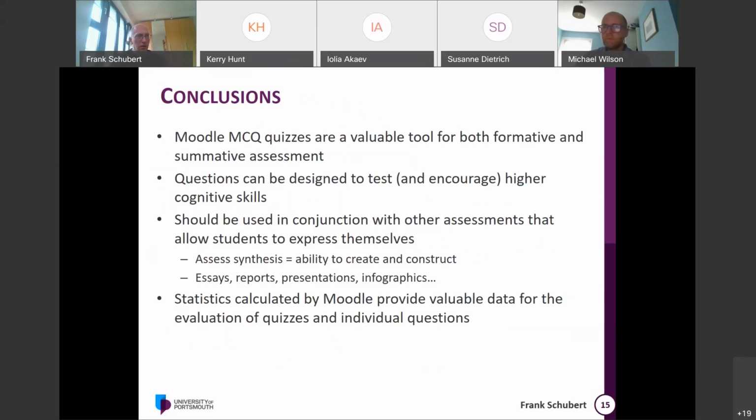So I think in coming to the conclusion, hopefully we have been able to show you that Moodle MCQ quizzes are actually a valuable tool for both formative and summative assessment, and that they can be designed to test higher cognitive skills. We've given you a number of examples for the level 5 and level 6.